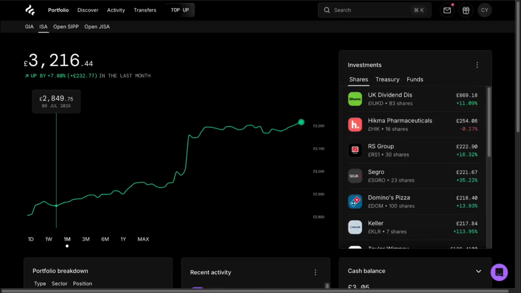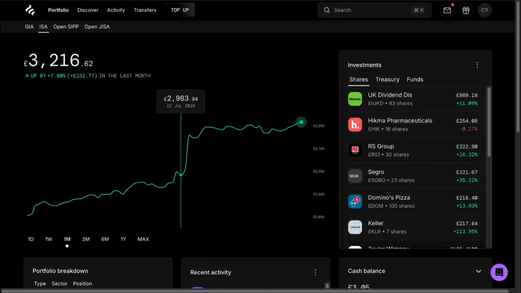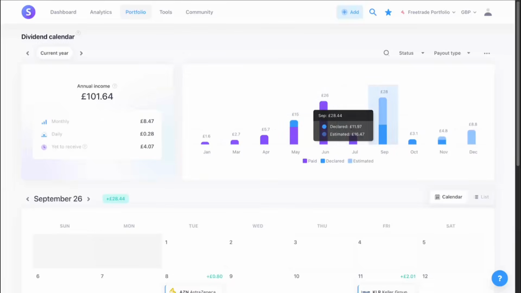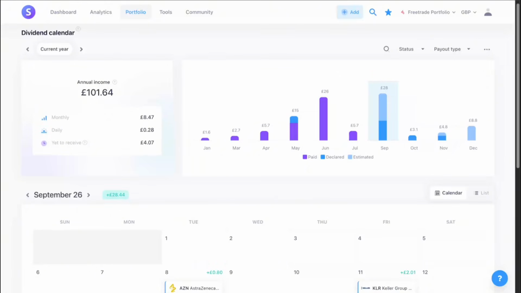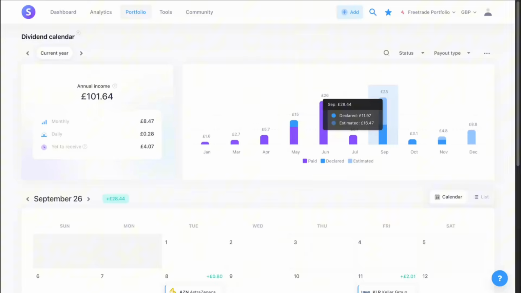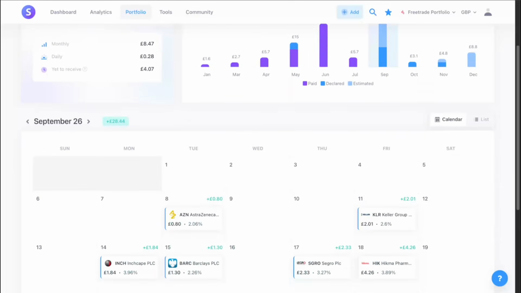Now let's take a look at how the portfolio is shaping up over on Snowball Analytics. As we can see, in August, it's a very quiet month for my portfolio as I won't be receiving any dividend payments. But when we look forward to September, we can see that it's going to be the best month to date, with expected dividends to be over £28.